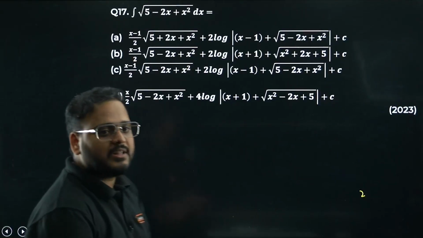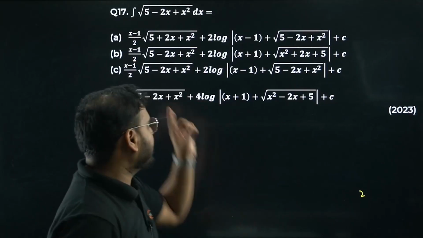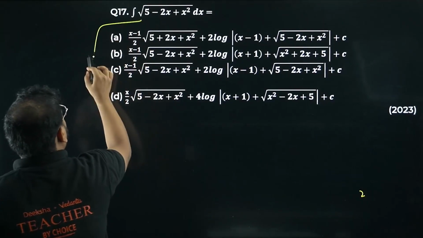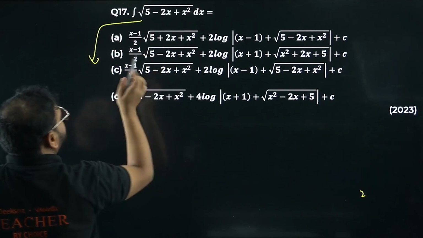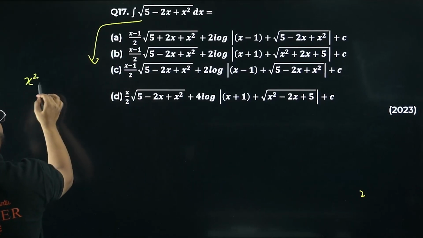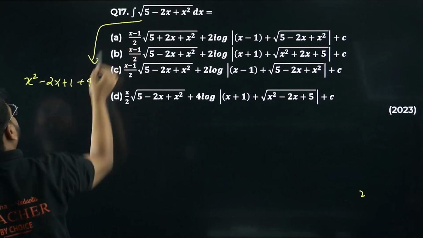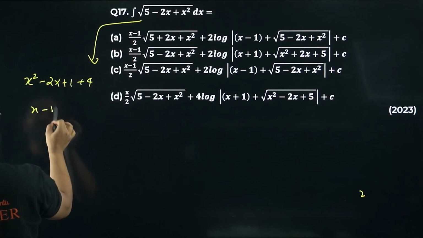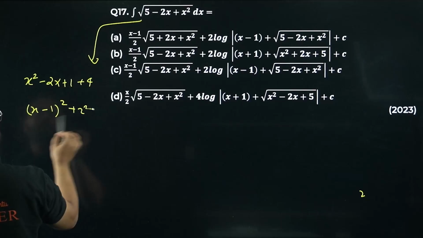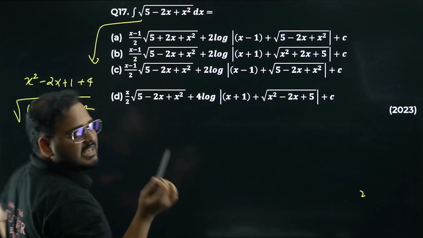Question number 17 now. Again, a very simple question. If you can make this in the form of a perfect square, you will have x square already. You have minus 2x. You need plus 1 and separate this 4. Write 5 as 1 plus 4. You get x minus 1 the whole square plus 2 square in the root. Formula you know.